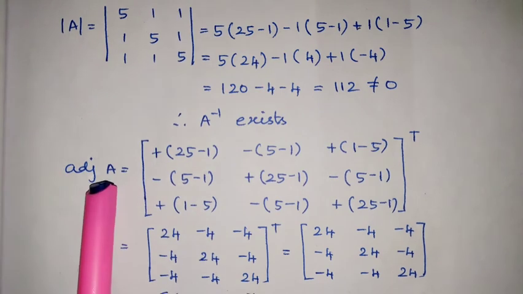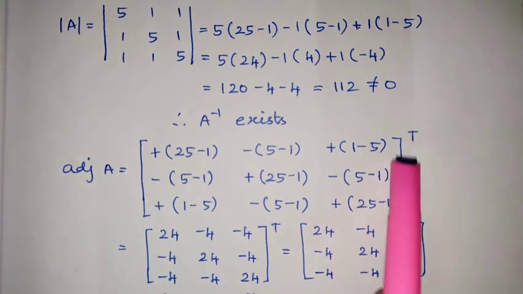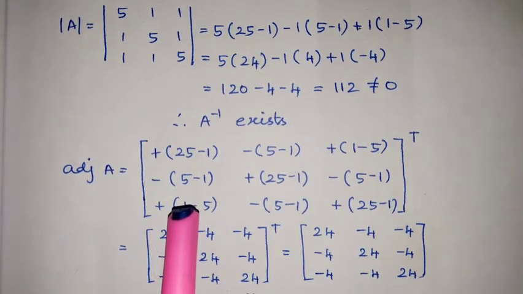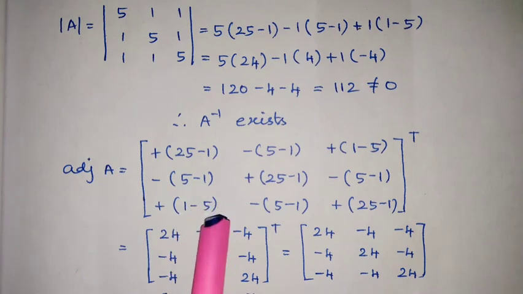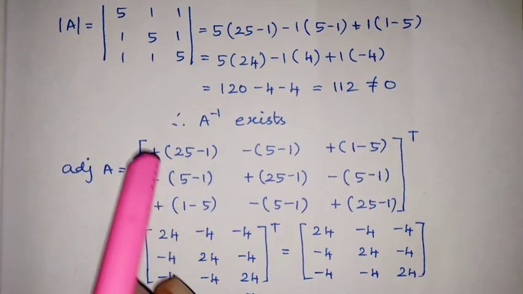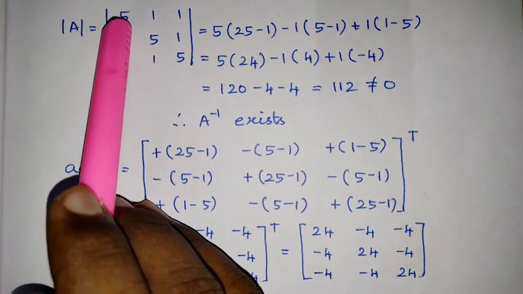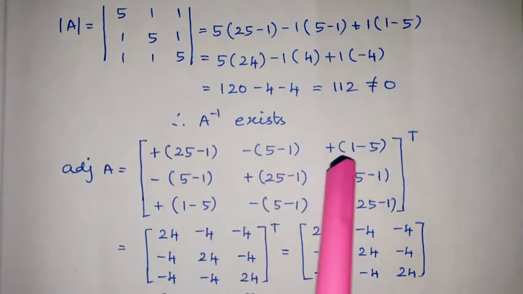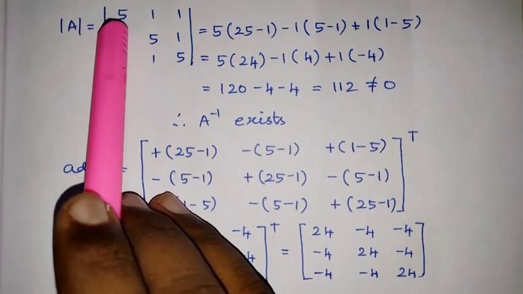Now to find the adjoint, you know how to find the adjoint. So I have directly written it. So you are also supposed to learn this direct method so that you can save time in the examination. So I will explain that too. So see here, this is the first element. You know, first put the plus, minus, plus on all the signs. Then this is the first element.